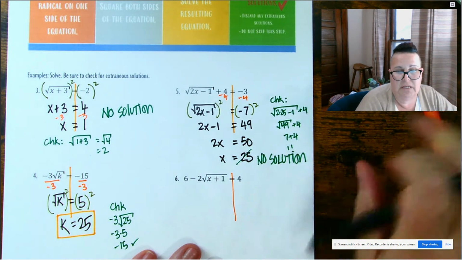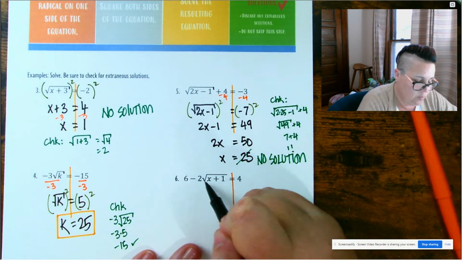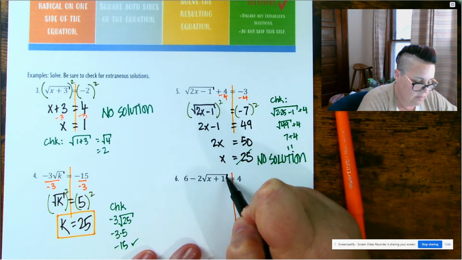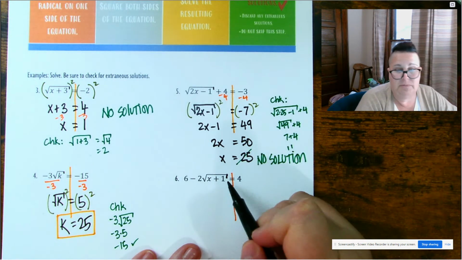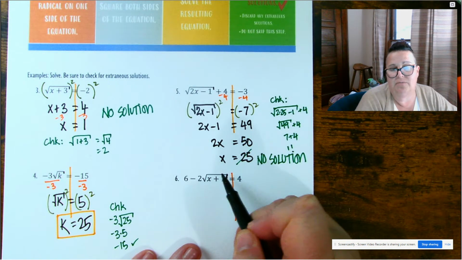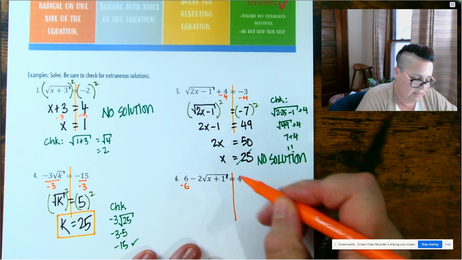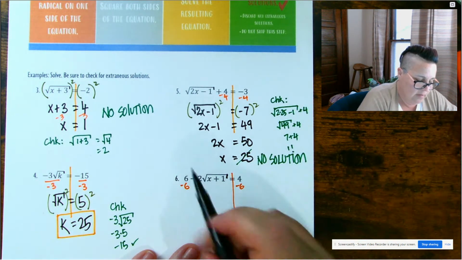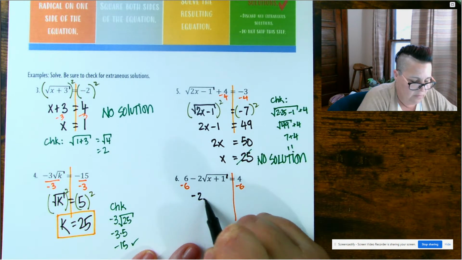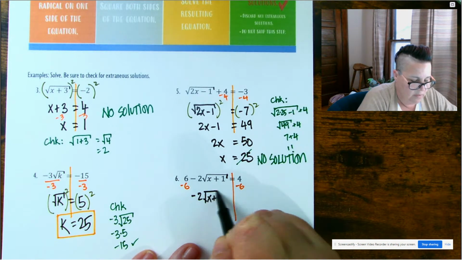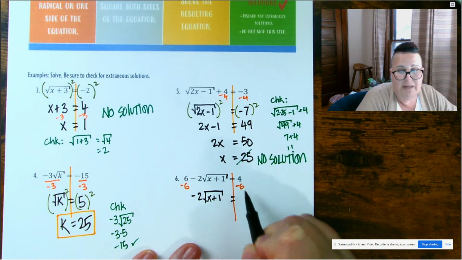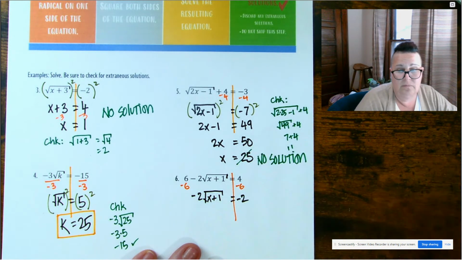Let's try this one. Here I have a 6 minus 2 square root of x plus 1. That square root of x plus 1 needs to be isolated. I'm trying to get this alone. So I'm going to subtract 6 from both sides. Square root of x plus 1 is equal to 4 minus 6, which is a negative 2.